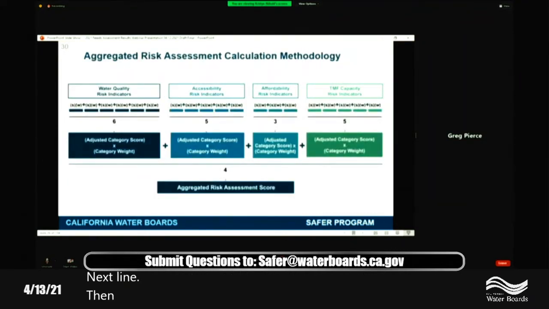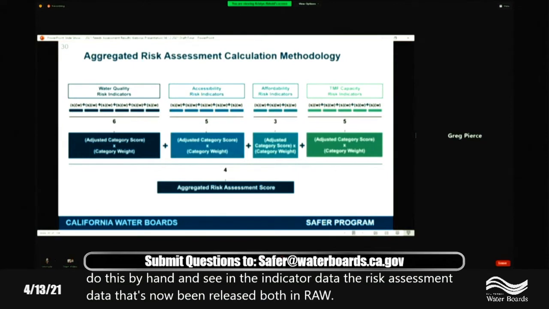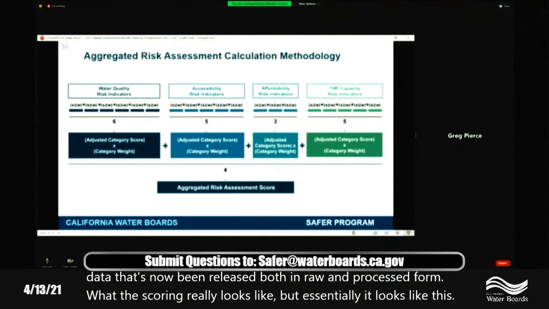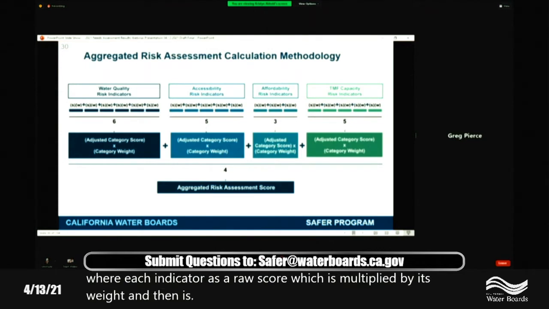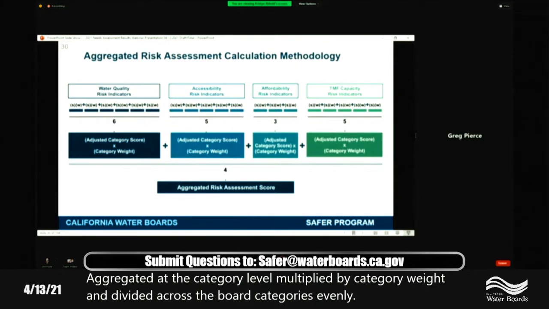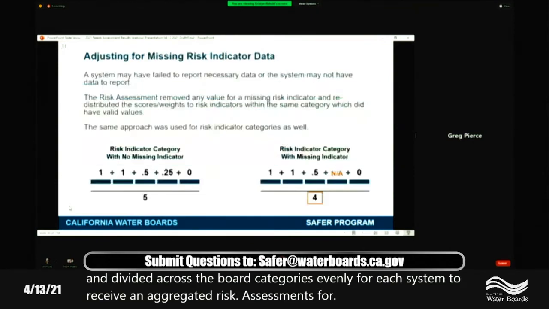Then we wanted to illustrate how the math works. And again, you could do this by hand and see in the indicator data, the risk assessment data that's now been released, both in raw and processed form, what the scoring really looks like. But essentially, it looks like this, where each indicator has a raw score, which is multiplied by its weight, and then is averaged within a category, then aggregated at the category level, multiplied by the category weight, and divided across the 4 categories evenly for each system to receive an aggregated risk assessment score and label. Next slide.